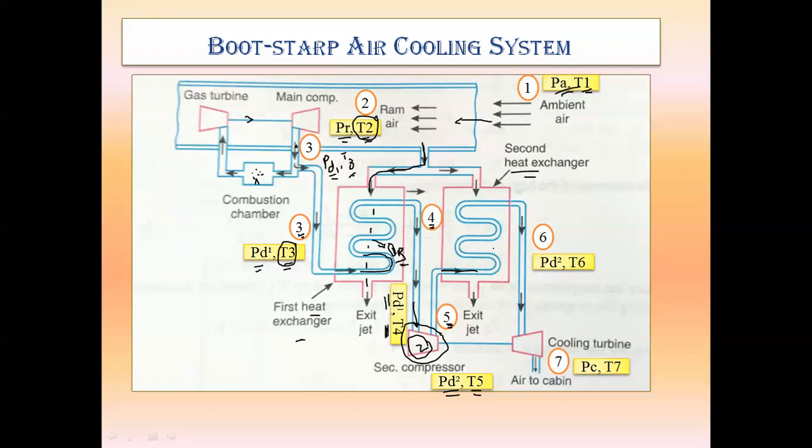Now outlet of secondary compressor is supplied to the secondary heat exchanger. So here through that secondary heat exchanger, the air which is having the pressure as a PD2 and temperature as a T5 will pass, and over this heat exchanger or over the coil of this heat exchanger, again as a cooling medium, we are supplying the ram air. Part of ram air will be supplied as a cooling medium over the secondary heat exchanger or over the second heat exchanger.